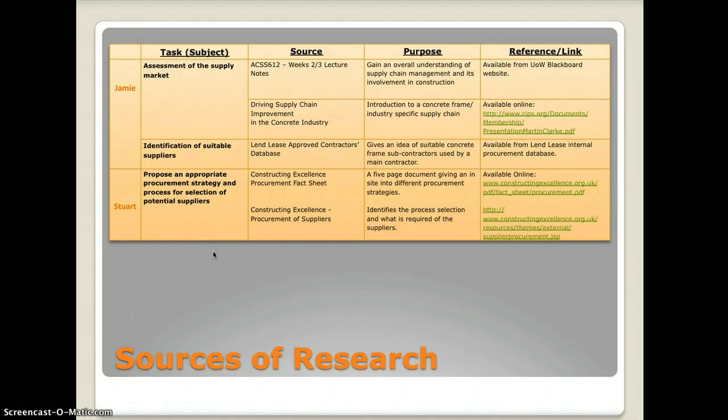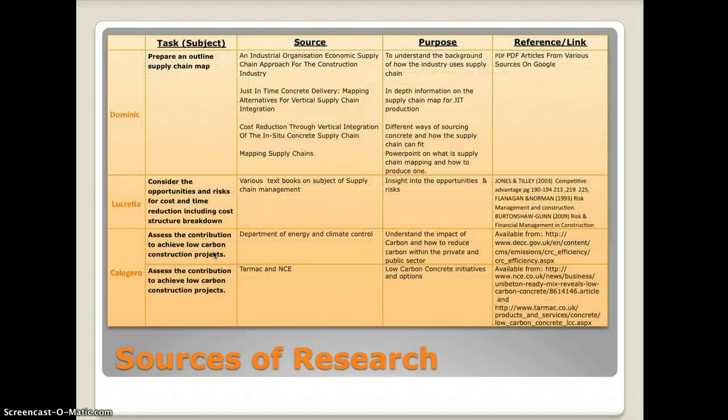My name's Jamie and I've carried out research on the assessment of the supply market and identification of suitable suppliers. I'm Stuart, and I've proposed an appropriate procurement strategy and a process for selection of potential suppliers. My name's Dominic and I've prepared an outlined supply chain map. My name's Lucy and I've considered the opportunities and risks for cost and time reduction and included the structure.